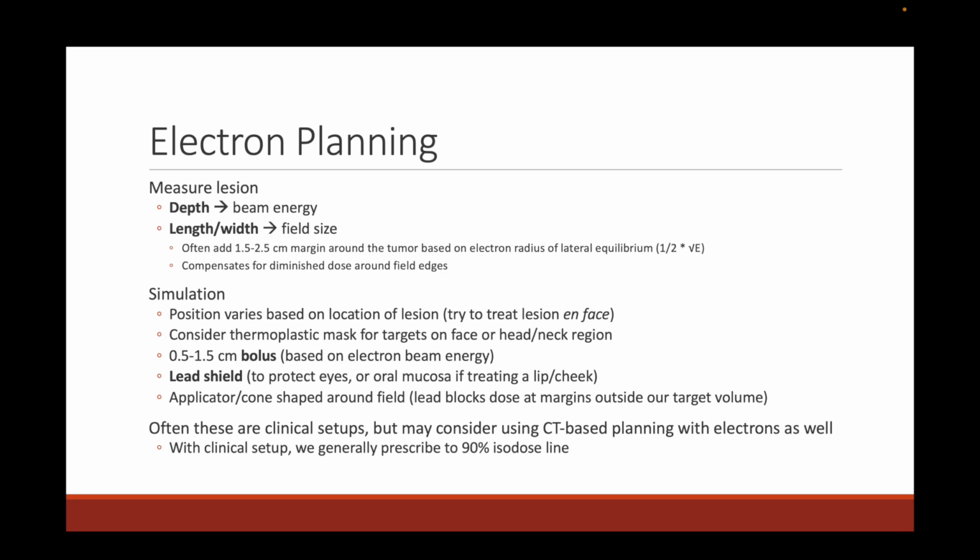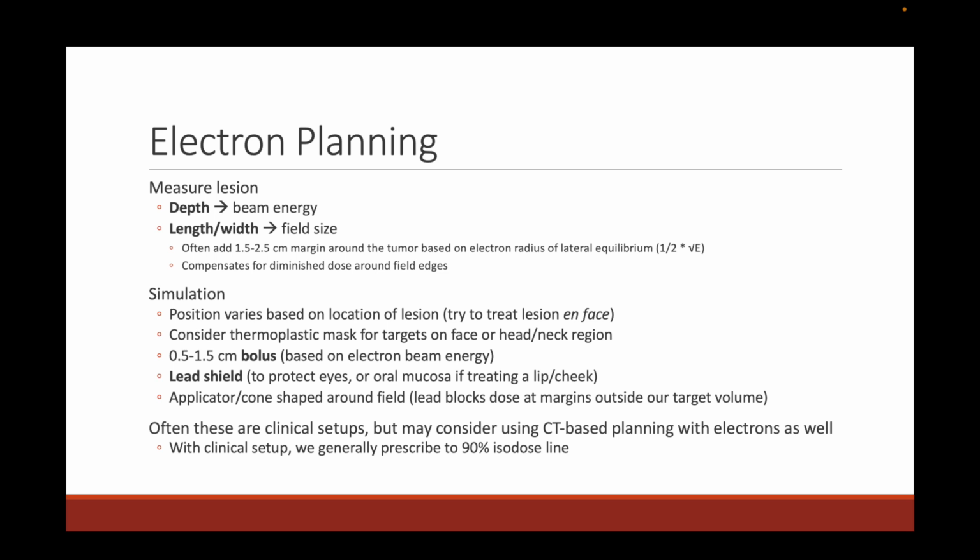For targets that are close to areas that we need to protect, such as the eyes in this case, we will utilize a lead shield to prevent our electrons from penetrating deeper into the eyes. Or if we're treating a lip or a cheek, we might put a lead shield inside of the mouth or against the gum, for example, to protect our oral mucosa.